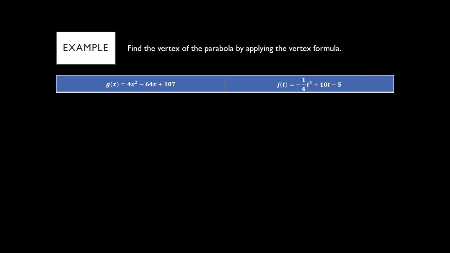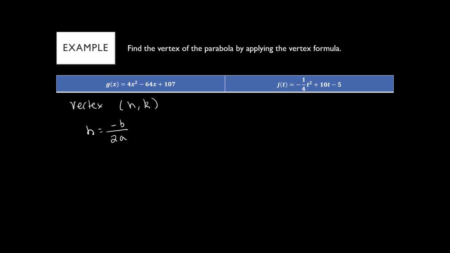So on the left, I've got g of x equals 4x squared minus 64x plus 107. So our vertex is an ordered pair h comma k. And h is negative b over 2a. So we need to determine what those values are in our equation here.